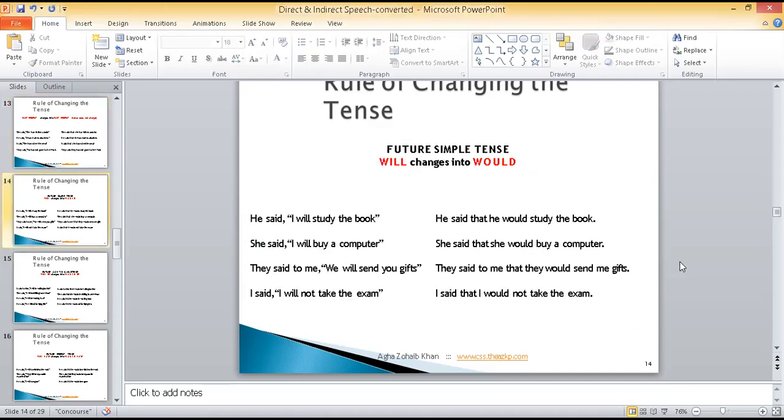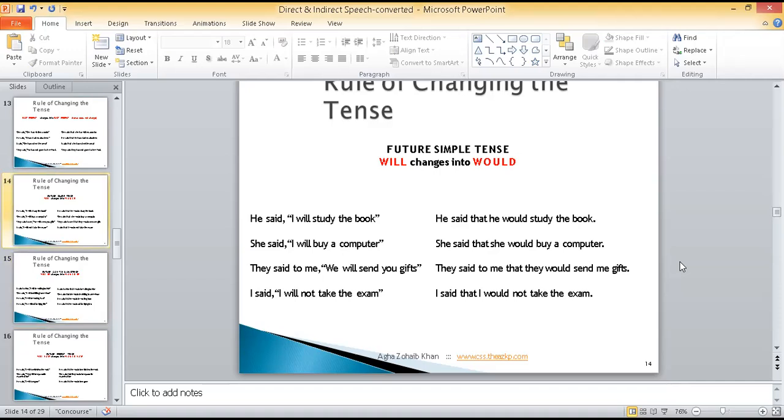Okay, now here comes how to tackle with future. And future would have will. Your will changes into what? This rest would remain as it is. For example, he said, I will study the book, and you know that pronouns would change, inverted commas will be removed. So you will go with this thing.